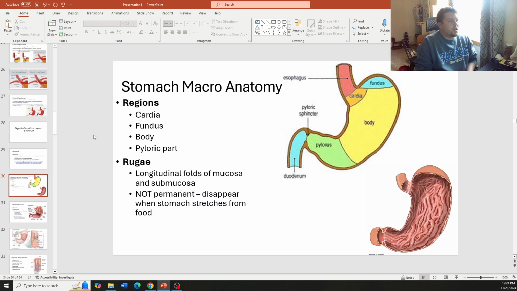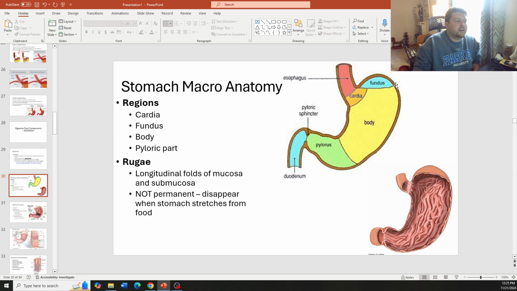Here is the overall anatomy of our stomach. We have a couple different places. Right where the esophagus goes into the stomach is called the cardia. The top portion is known as the fundus. We have the body, which is the main chunk of it. And then we have the pyloric or pylorus portion of it, and then another sphincter called the pyloric sphincter, which continues the food. It will take the chyme and put it into the duodenum, which is part of that small intestine.